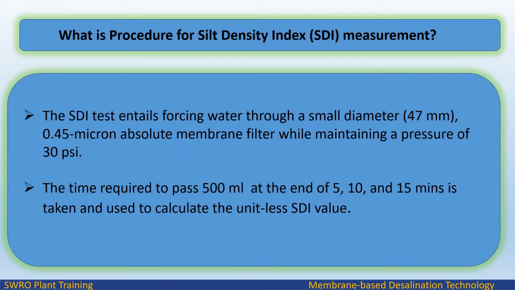What is the procedure for Silt Density Index (SDI) measurement? The SDI test entails forcing water through a small diameter, 47 mm, 0.45 micron absolute membrane filter while maintaining a pressure of 30 psi. The time required to pass 500 ml at the end of 5, 10, and 15 minutes is taken and used to calculate the unit-less SDI value.